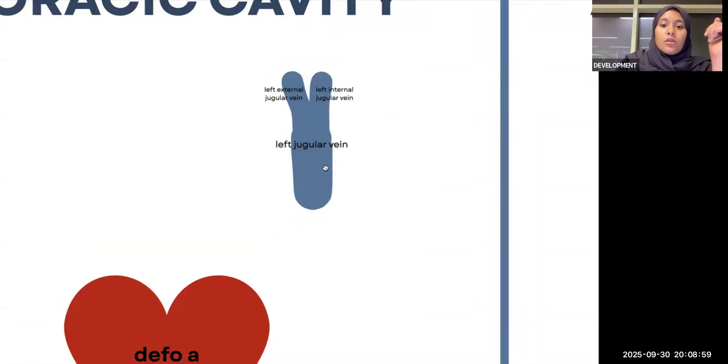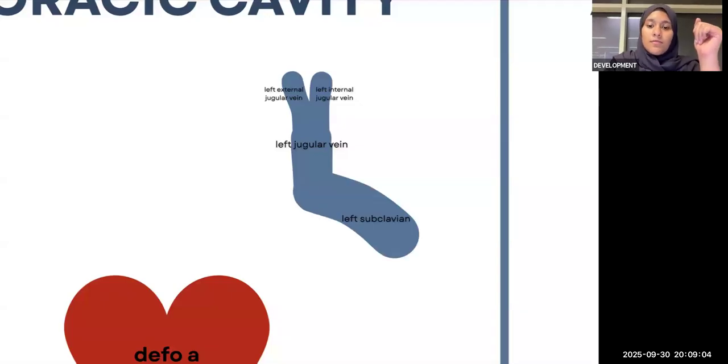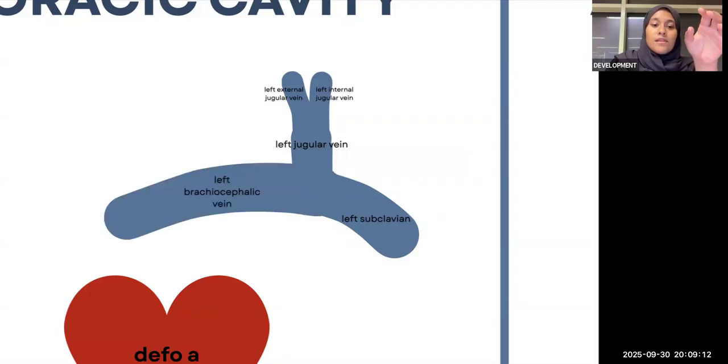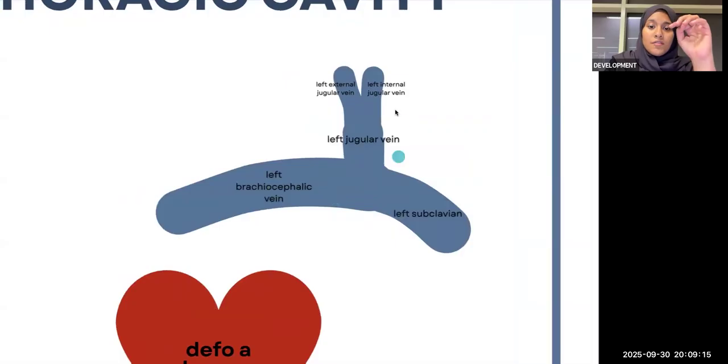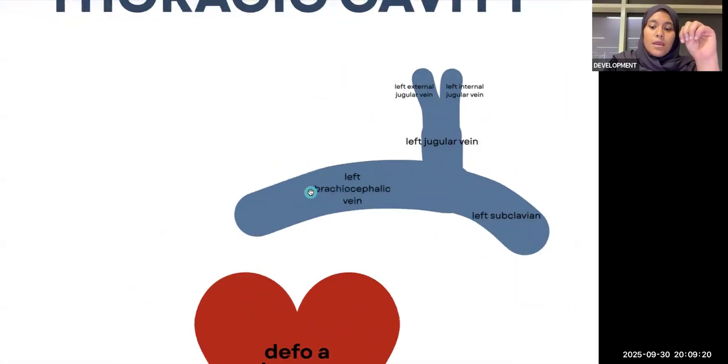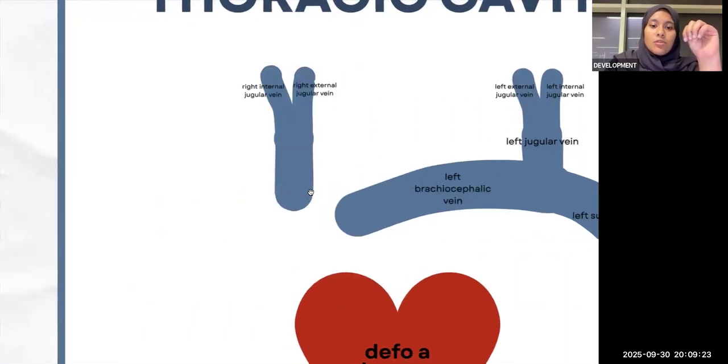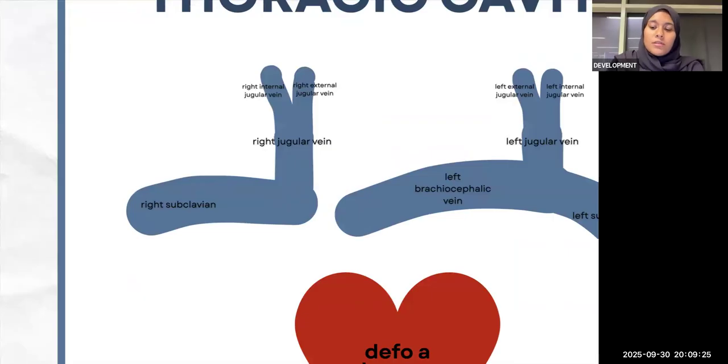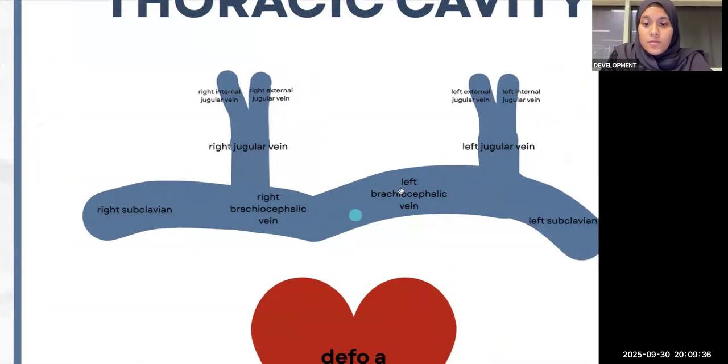Now, the left jugular vein will join together with your left subclavian vein. Okay, subclavian. Remember subclavian artery? Now there's a vein. Your left subclavian vein, and they will together make the left brachiocephalic vein. Okay, left jugular vein joins with the left subclavian to make the left brachiocephalic vein. And the same exact thing happens on the right side. The only difference, as you can see, is the brachiocephalic vein on the right side is smaller than the left brachiocephalic vein. It's shorter than the left.